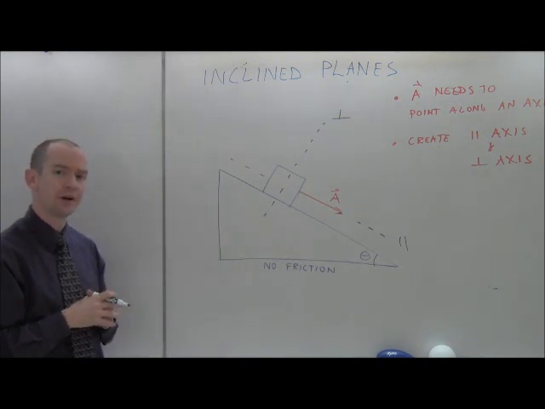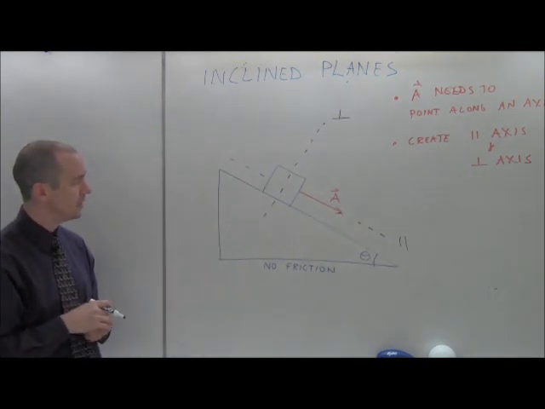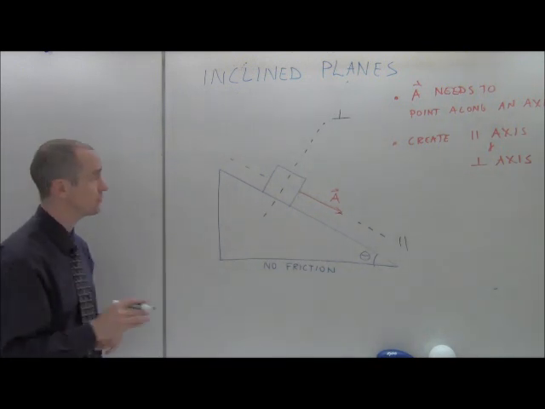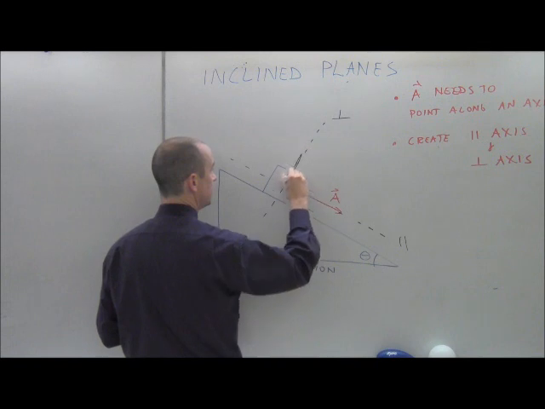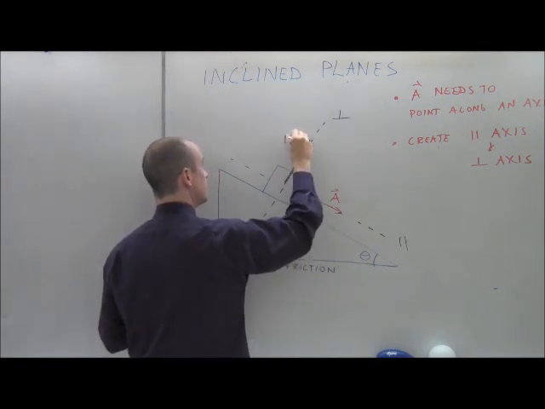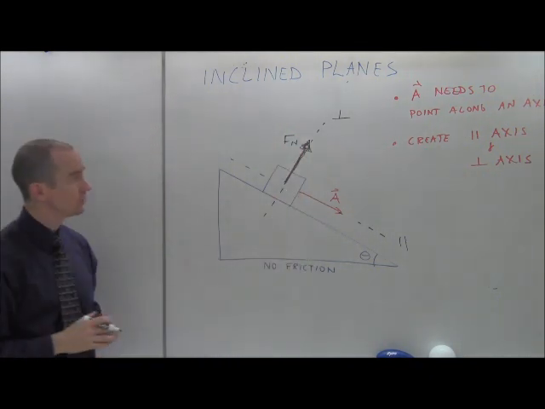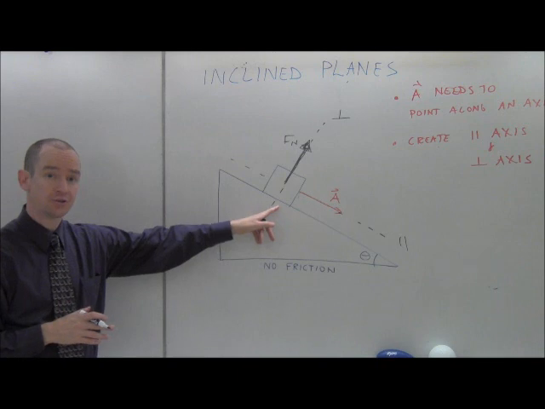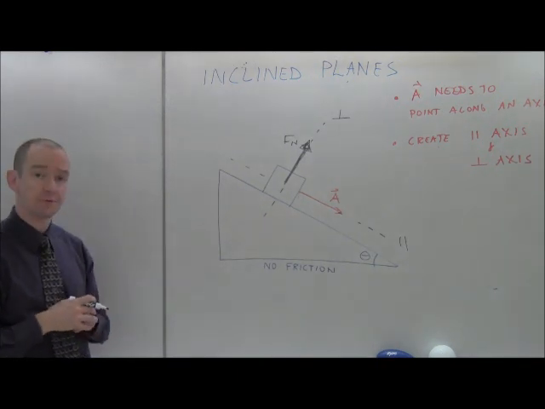Let's look at the free body diagram associated with this block. If we were to draw forces, we should recognize that there are going to be two forces. We will have a normal force, which will lie along the perpendicular axis because it is perpendicular to the surface. We also have the force of weight.